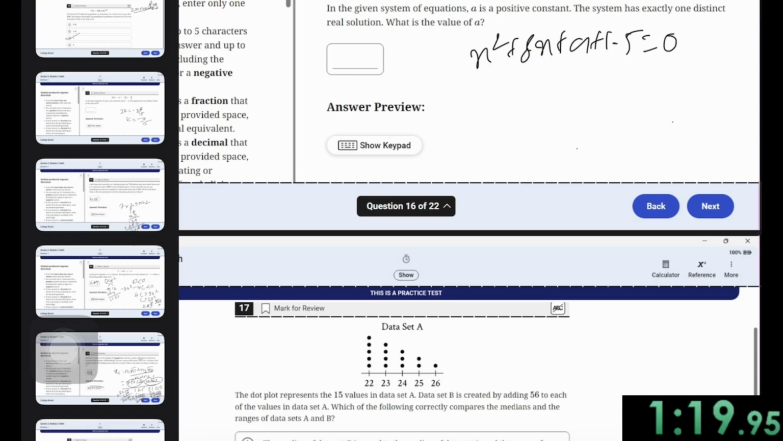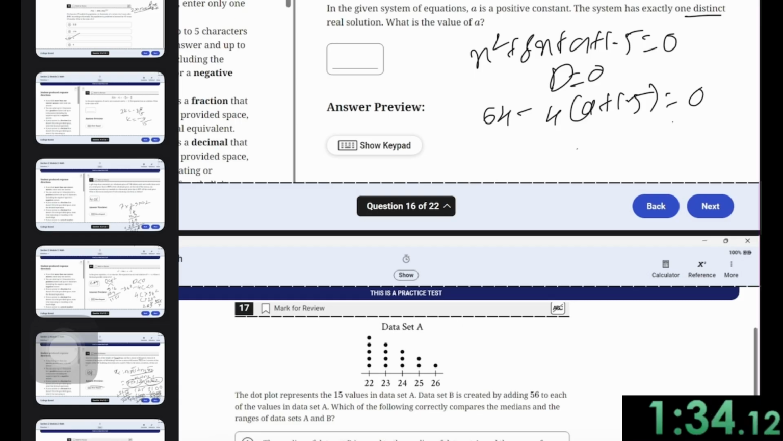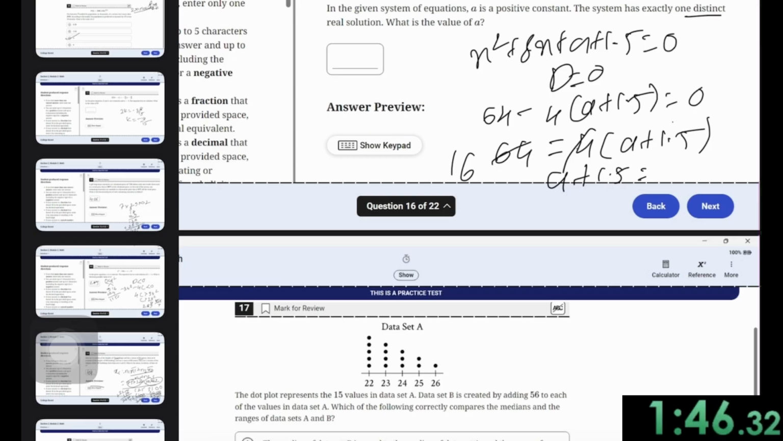Alright, this is where we were. Now we know that there is only one distinct real solution, which means d is equal to 0. So b square minus 4ac should be equal to 0. This is going to give us 4 multiplied by 4 is 16, so a plus 1.5 should be equal to 16. A should be equal to 14.5.